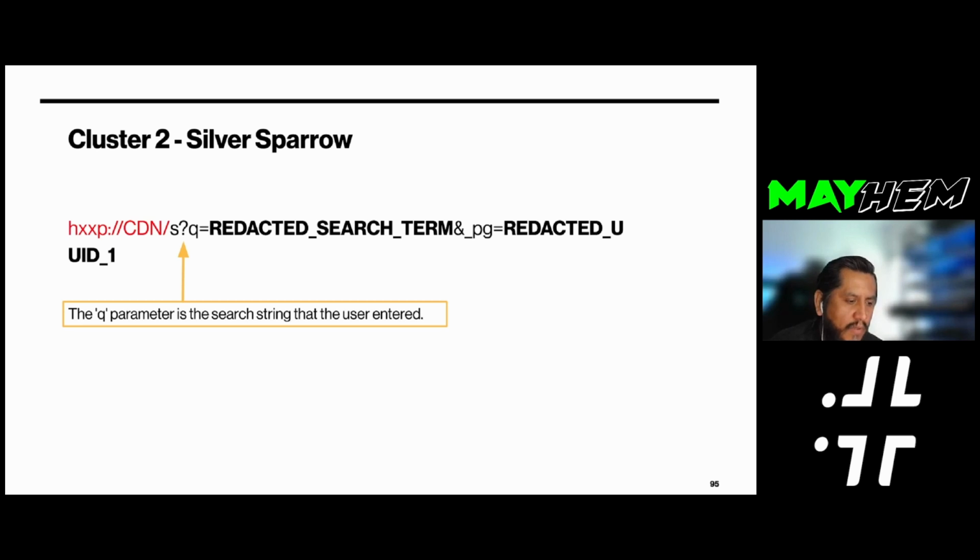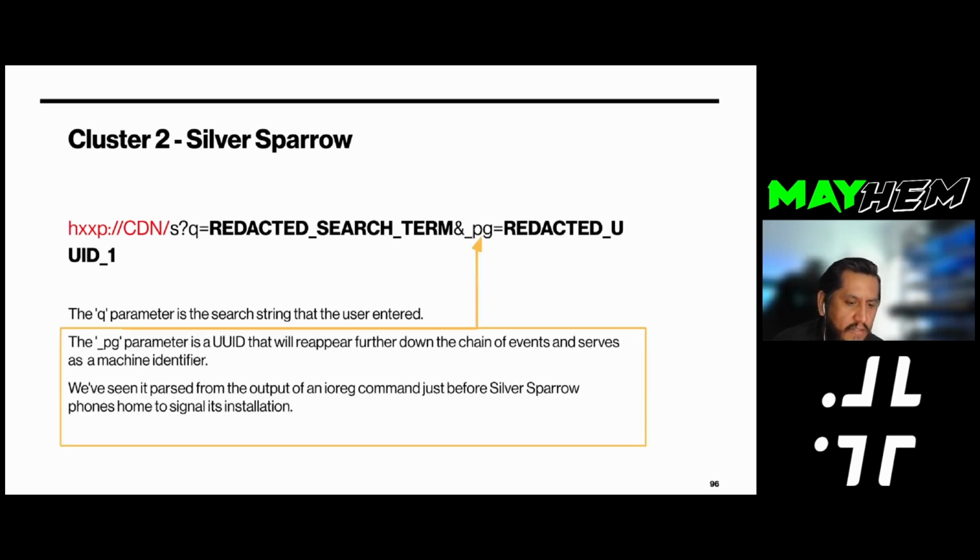Silver Sparrow will collect a Q parameter that you see in here. That is the search term you use, like I want to buy shoes, right? And then there's another value, the PQ value or PJ value. This is a unique ID that tracks you down. So you do the search, and this is a unique identifier to your machine. And that is the beginning of everything.